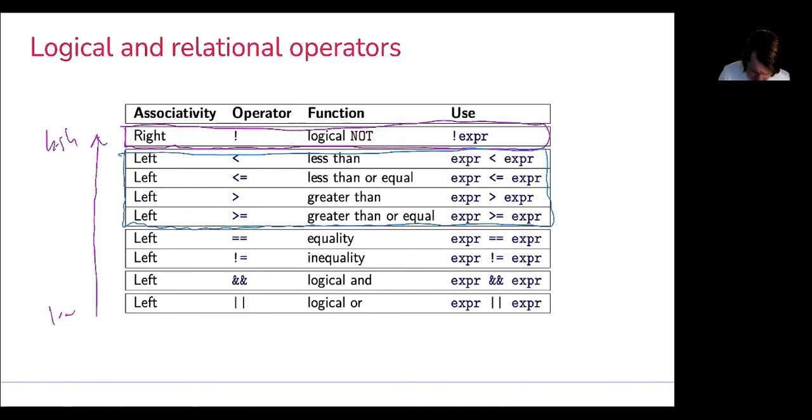Finally, at the lower end of our common operators that we're looking at here, I'll put them in green. We have equality and inequality, both left associative. And then finally, the last group at the lowest end is going to be logical and, logical or.